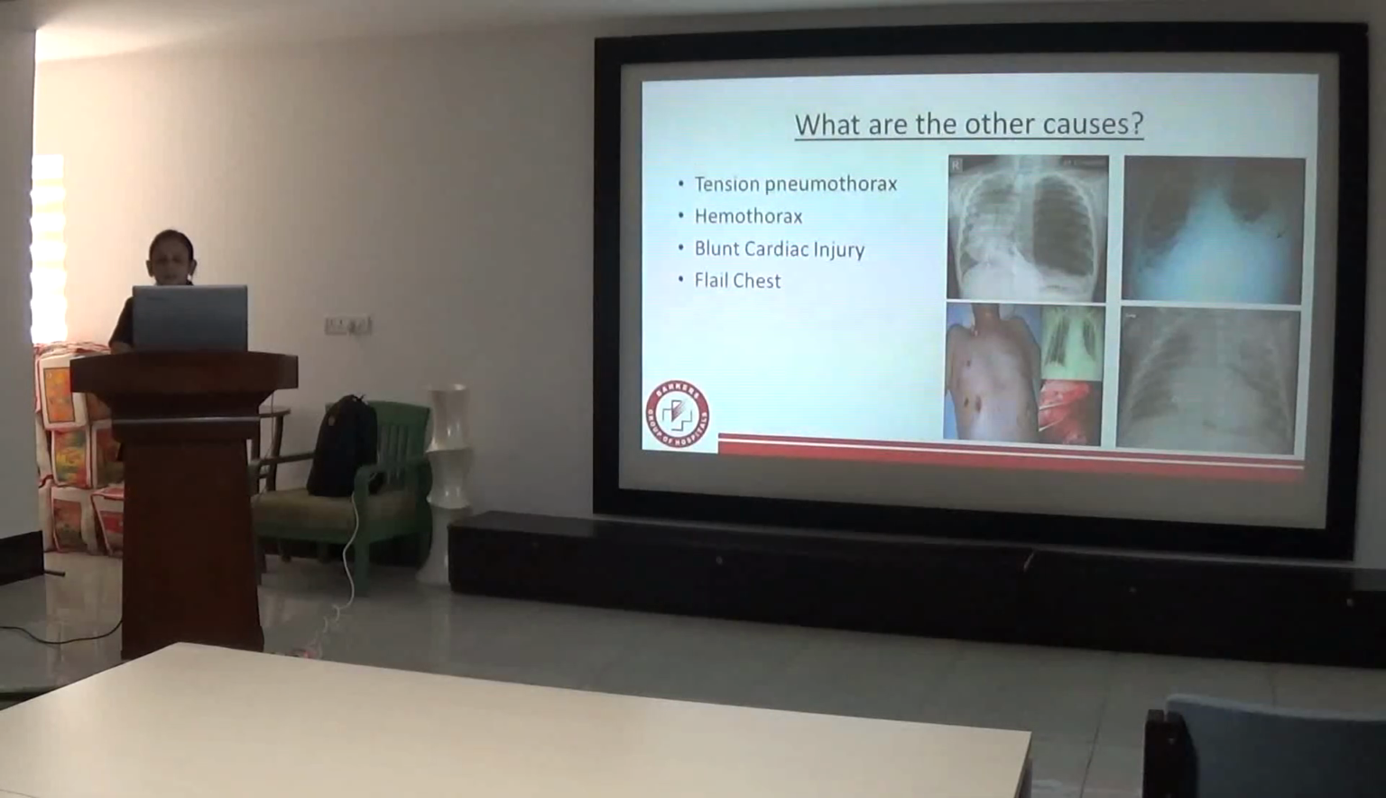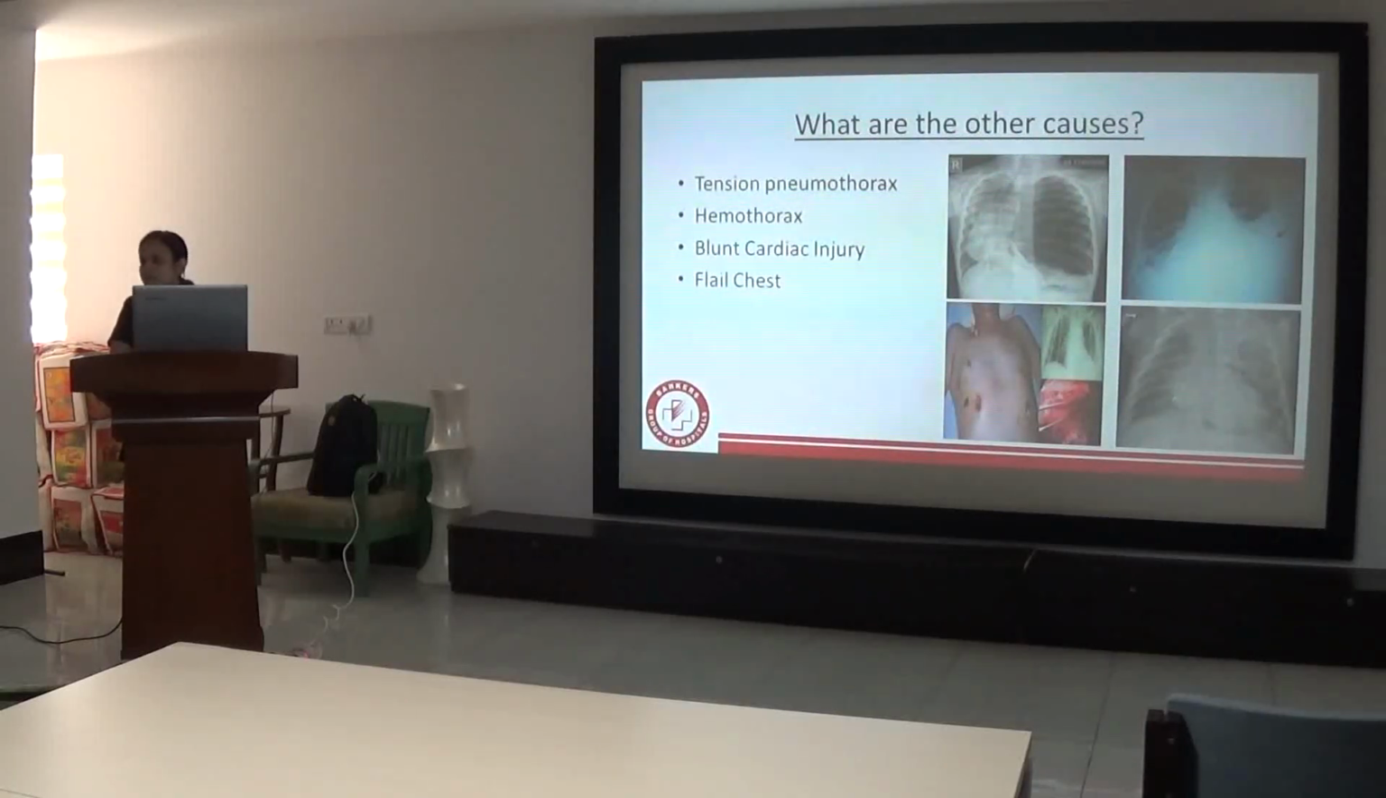So what could be the other causes? In a trauma patient, if you are getting hypoxia, persistent hypoxia, और वजह क्या हो सकती है जो common है? Tension pneumothorax. Very, very common. You can get a tension pneumothorax. You can get a hemothorax, and yeah, there could be a blunt cardiac injury that is very catastrophic, pericardial effusion, and that can lead to cardiac tamponade.